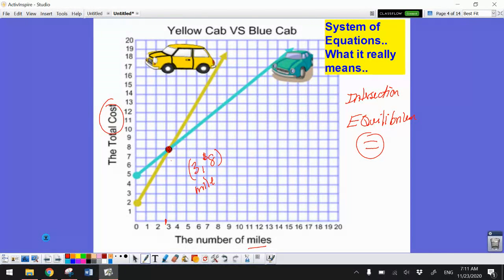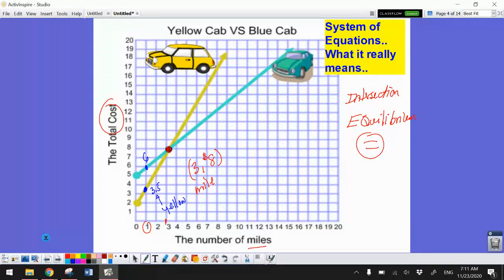Okay, so let's back up a little bit and go to 1 mile. Let's say I'm going to ride the taxi for just a mile. I just have to go a little way down the road. If I come up, I see that the yellow one is going to cost $3.50, and the blue one is going to cost just under $6, so we'll round it up to $6. So if I was going to pick a taxi to ride for just 1 mile, which one would be the cheapest? Yeah, you're right. It would be the yellow.